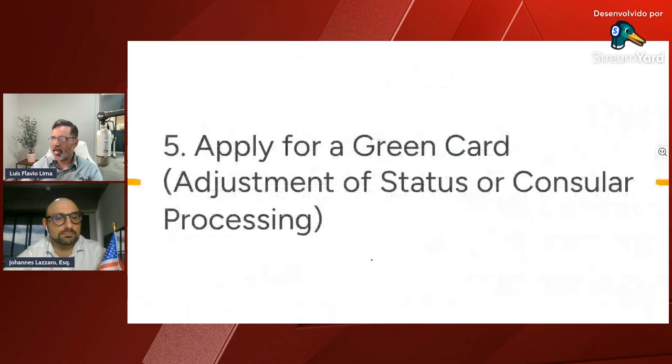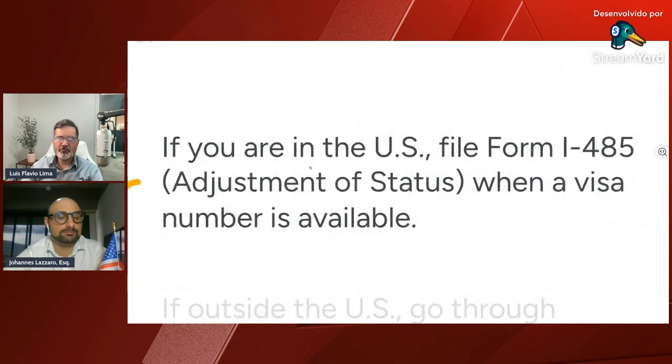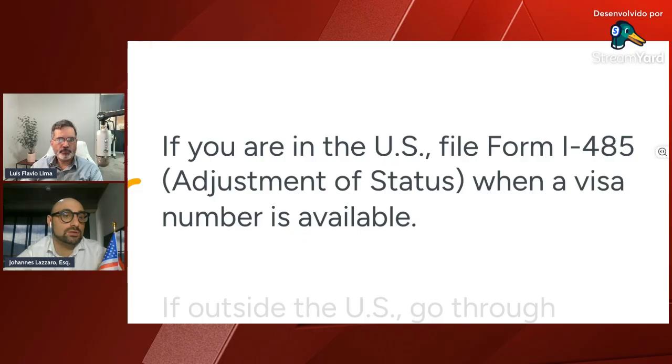And then we're going to apply for a green card, adjustment of status or consular processing, right? Now is the time to start the green card application. If you are in the US, file the I-485, adjustment of status, when a visa number is available, right? Absolutely. So the NIW can be a good option for both professionals based in the US, but also those overseas. The process initially is exactly the same. You file the I-140. Once the I-140 is approved, you have your priority date, and then you need to wait for your priority date to become current, right?